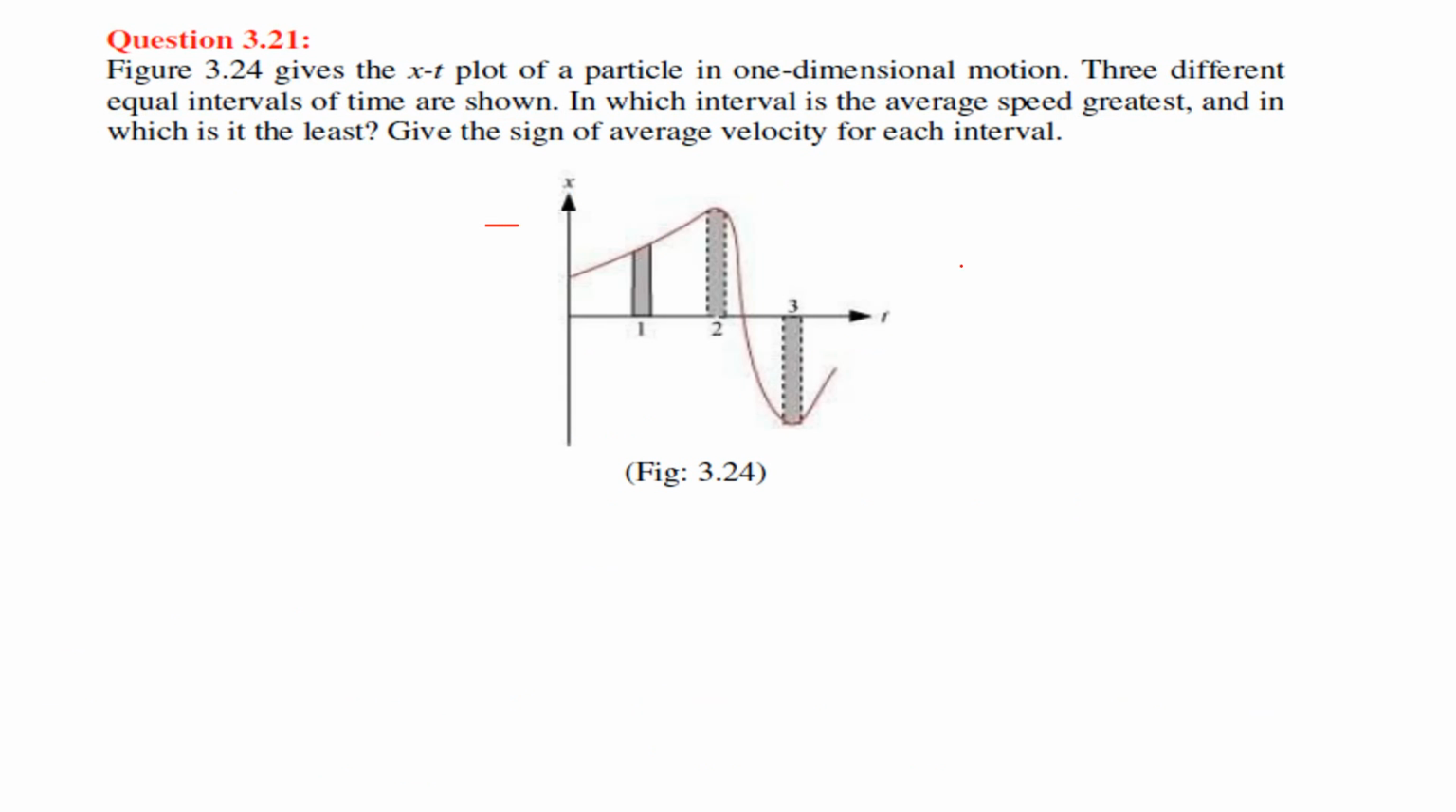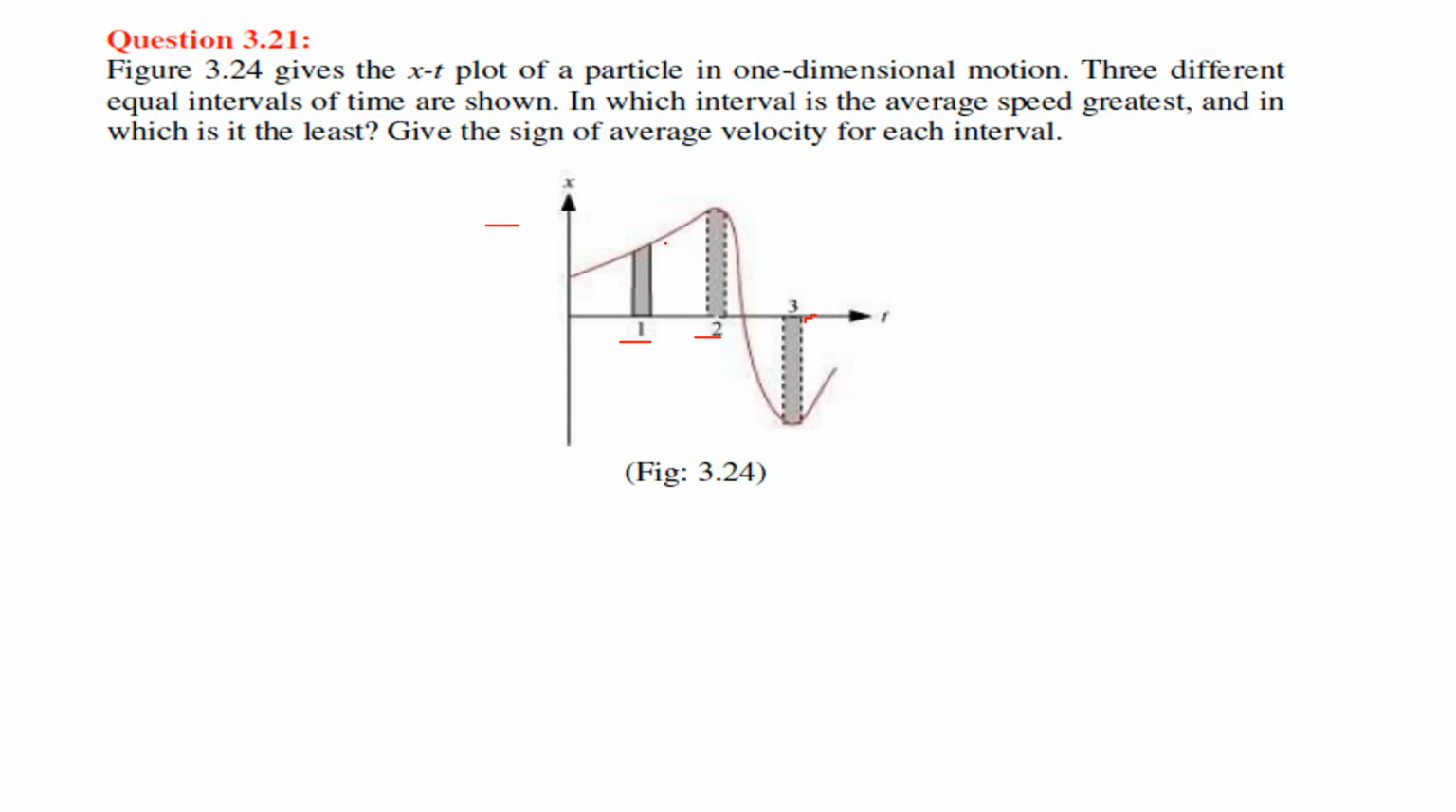In this figure, it gives an x-t plot again, of a particle in one dimension. Three different equal intervals of time are shown: 1, 2 and 3. In which interval is the average speed greatest and in which is it least? Also give the sign of average velocity for each interval.